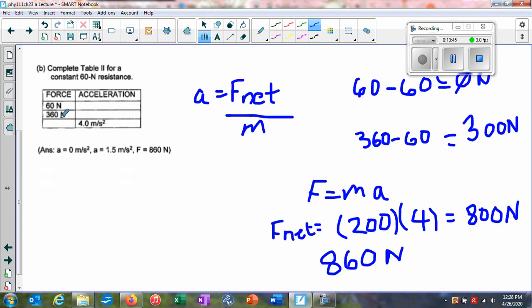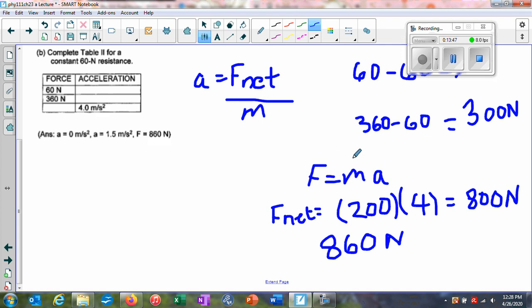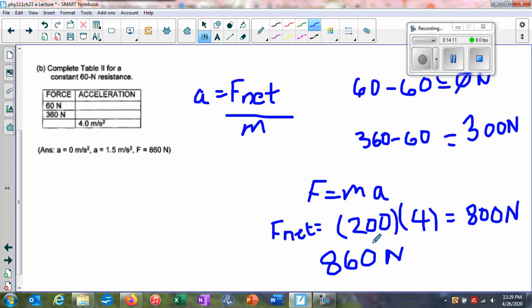In the last bit, I'm solving for a force. I know that force is equal to mass times acceleration. Her mass is 200 kilograms. Her acceleration is 4 meters per second every second. So I need 800 newtons of net force. I know that I have 60 newtons of resistive force. So my force of propulsion, therefore, has to be 860 newtons. Okay?